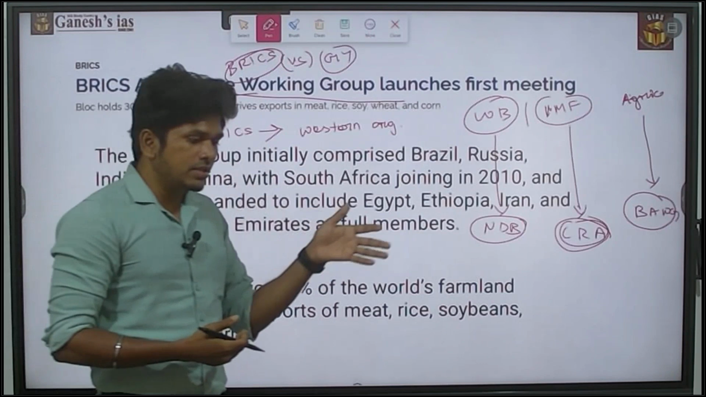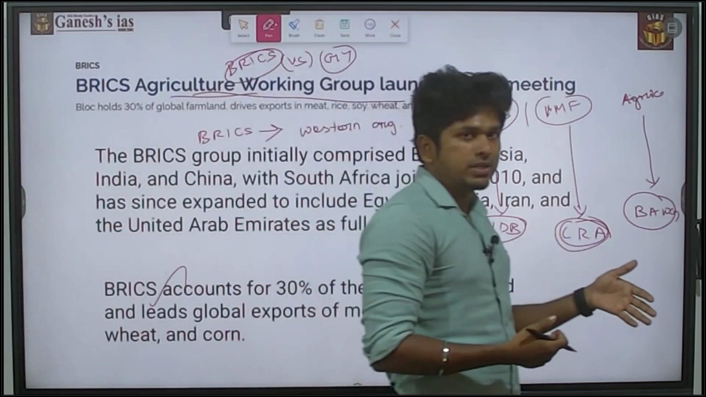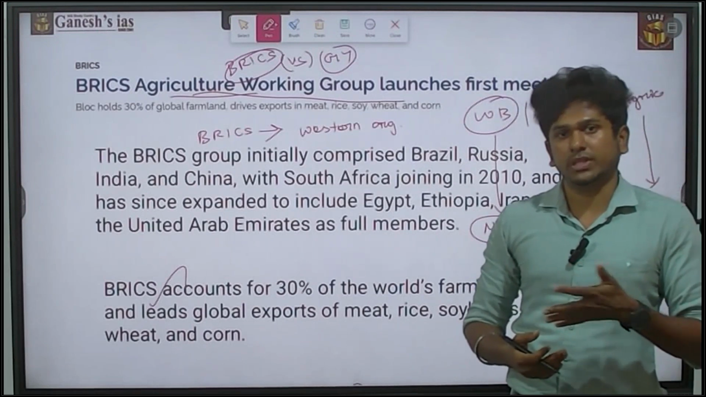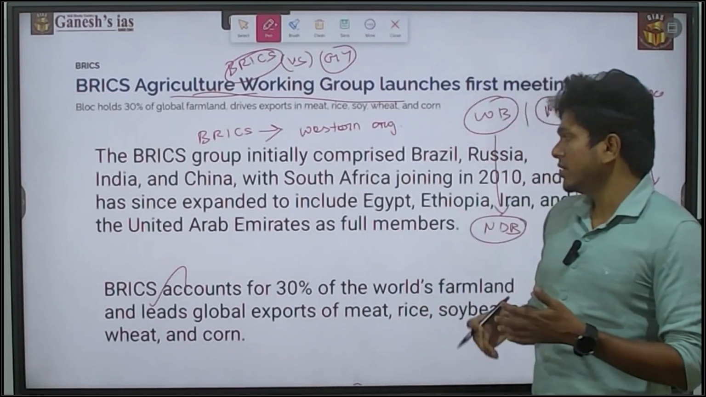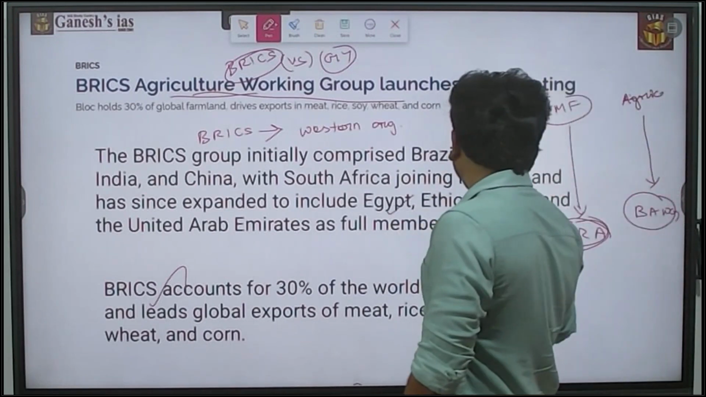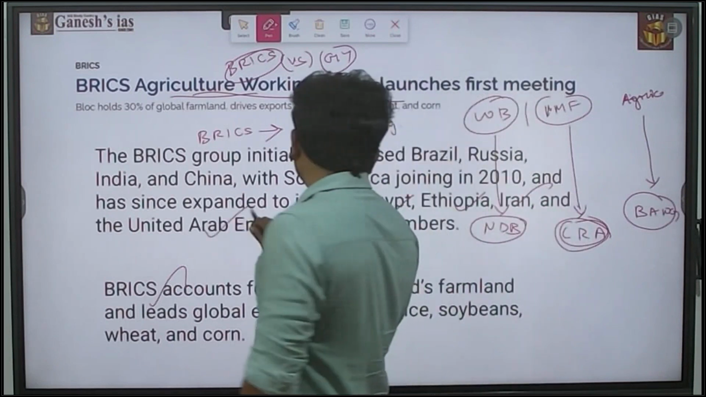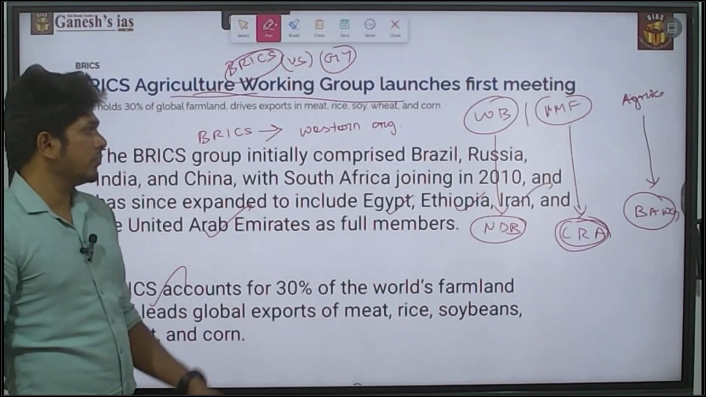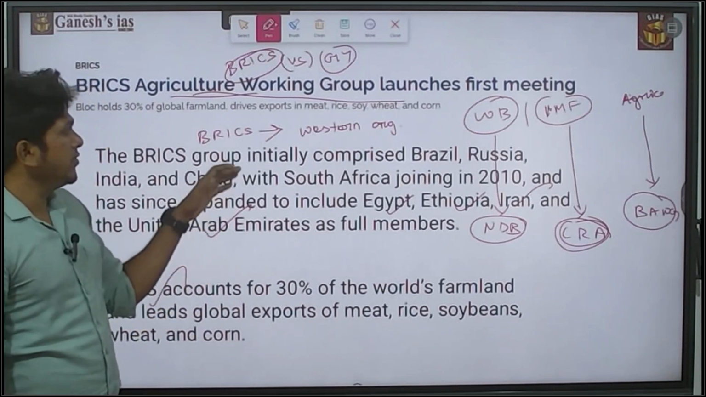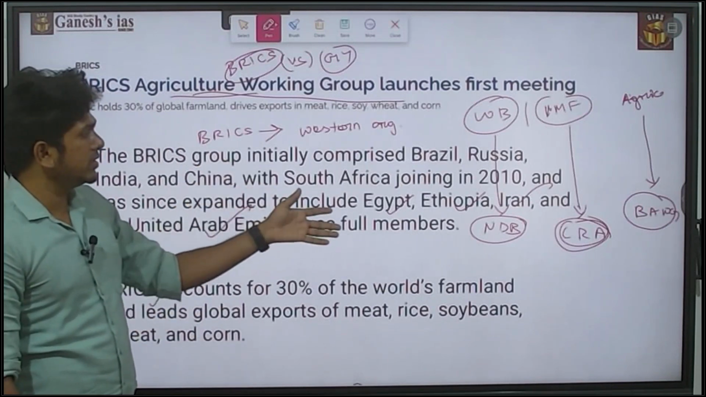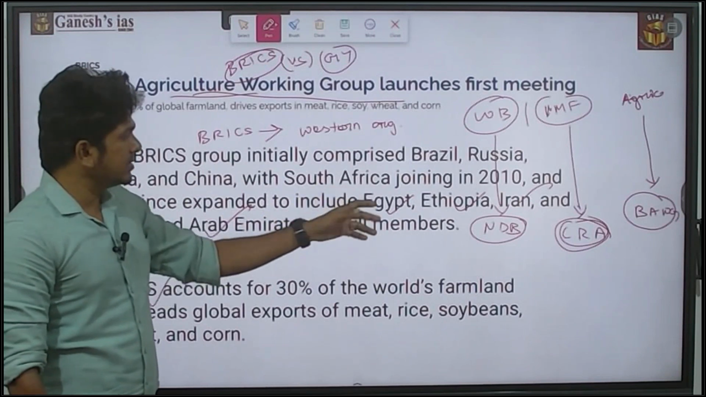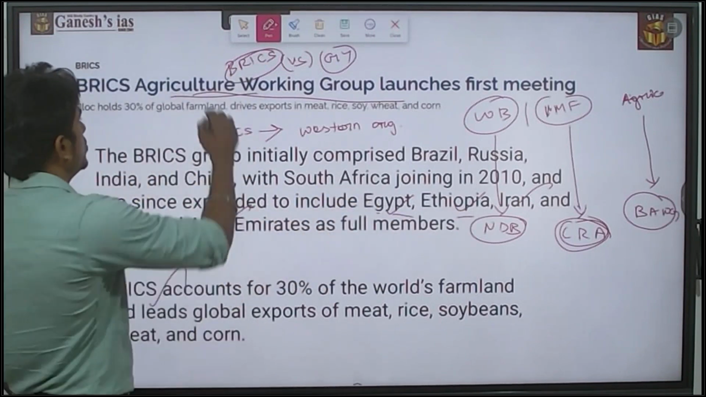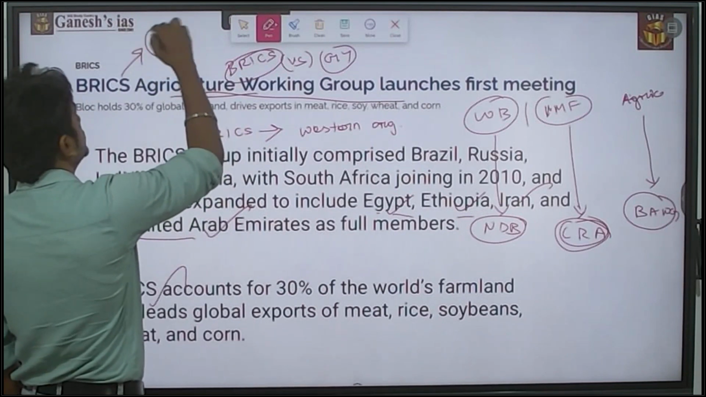Recently, new countries have also been added to the BRICS nations. Please note that also, as they may ask a question from it. The recent countries like Egypt, Ethiopia, Iran and UAE are full members. BRICS was originally dominated by five countries, and now it has been expanded with other countries like Egypt, Ethiopia, Iran and UAE. So now BRICS has about 9 members.